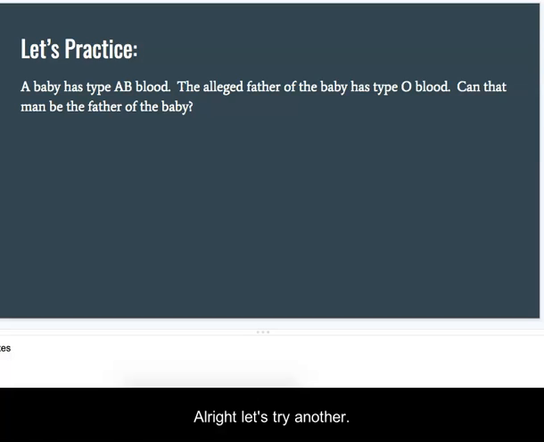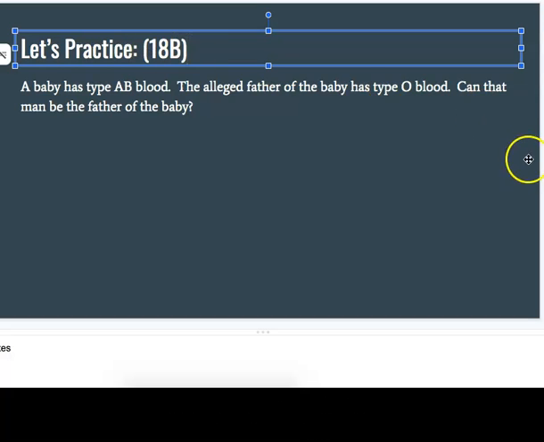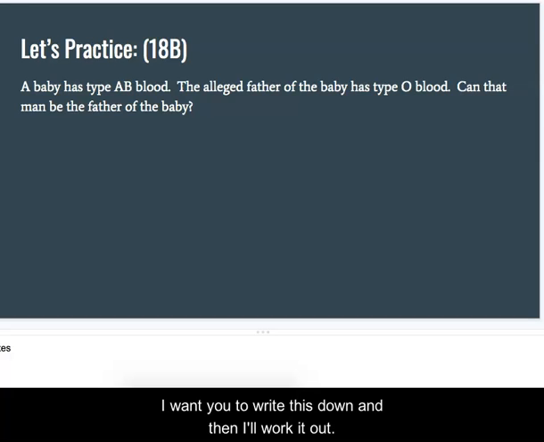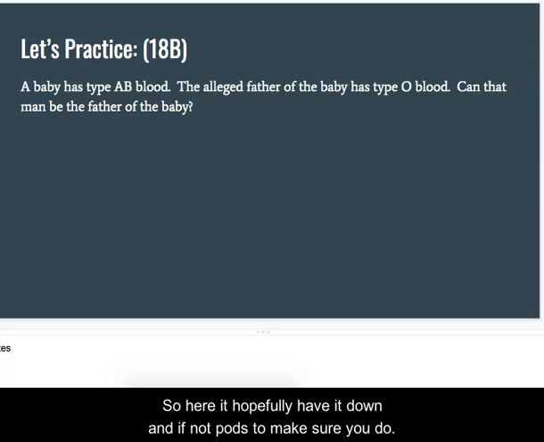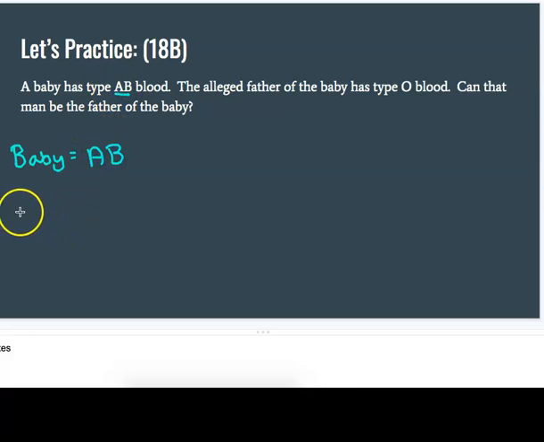All right, let's try another. So here's example problem 2. Again, we're doing this on our 18B page. I want you to write this down and then I'll work it out. So here, hopefully you have it down, and if not, pause to make sure you do. But we have a baby, and I know that the baby has type AB blood. Dad, if we are thinking it's dad, has type O blood.